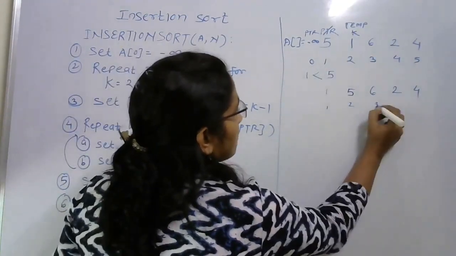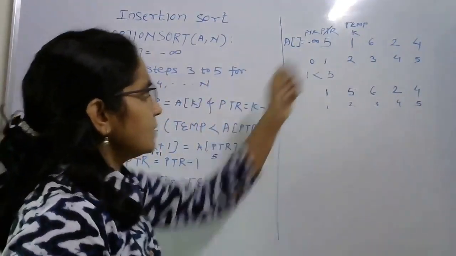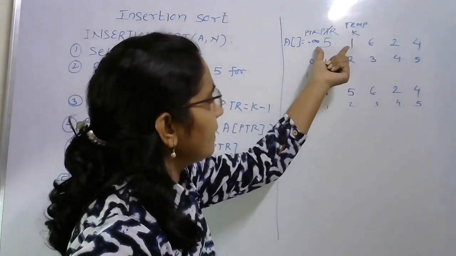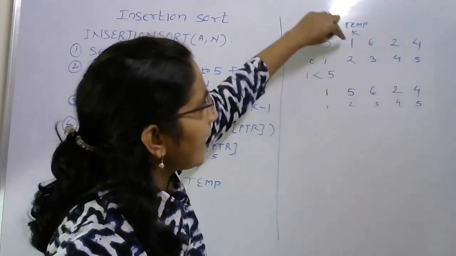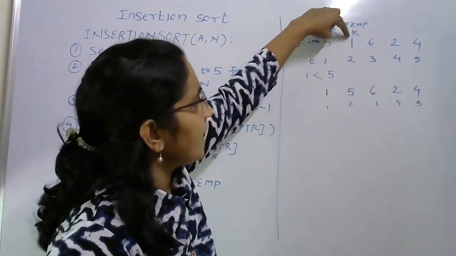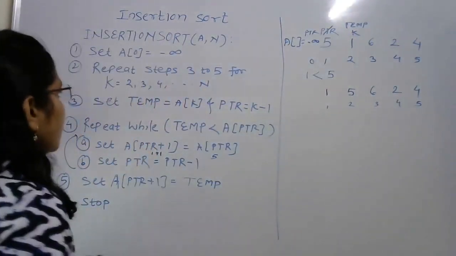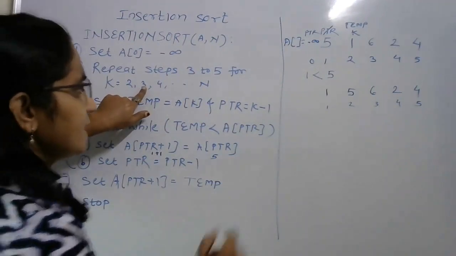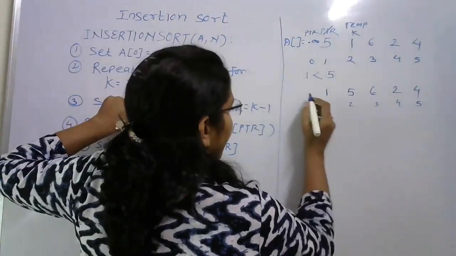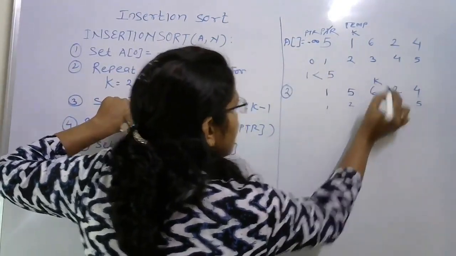This is 2, 3, 4 and 5. You simply check this 5 and 1. If the newly added value is less than the previous, then just interchange both the values. Here 5 1, here 1 5. Now the value of k becomes 3. Now at this second step, the value of k becomes 3.